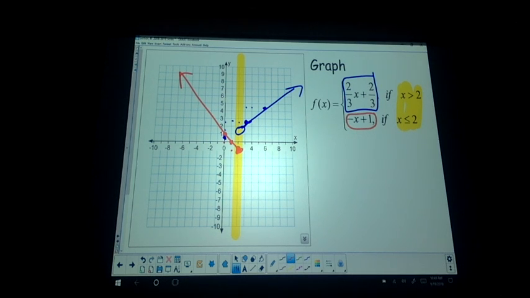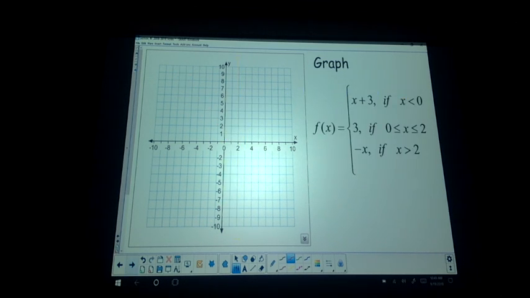The greater than 2 tells you you're going to graph to the right of it. The less than or equal to, you graph to the left of the yellow line. Make sense? Moving on. All right, so now we have three different equations. So I'm going to have this one with this highlighter.